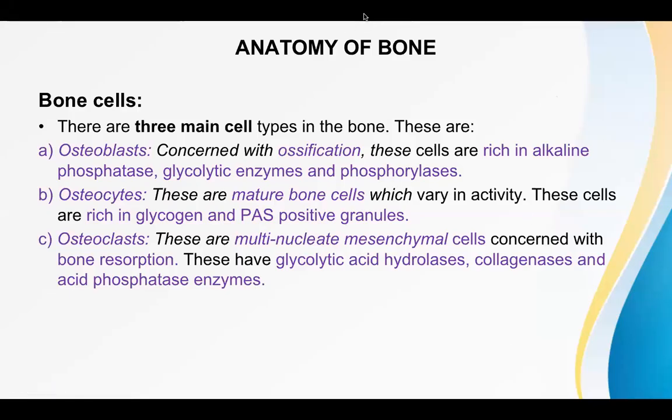So right now, we are talking about what are the types of bone cells, okay, present inside the bone. So there are three main types of the bone cell. Osteoblast and osteocyte, we already talked. Now, we are talking what is osteoclast. Okay. Now, can anybody tell me what type of cell is osteoclast, from where it is developed?